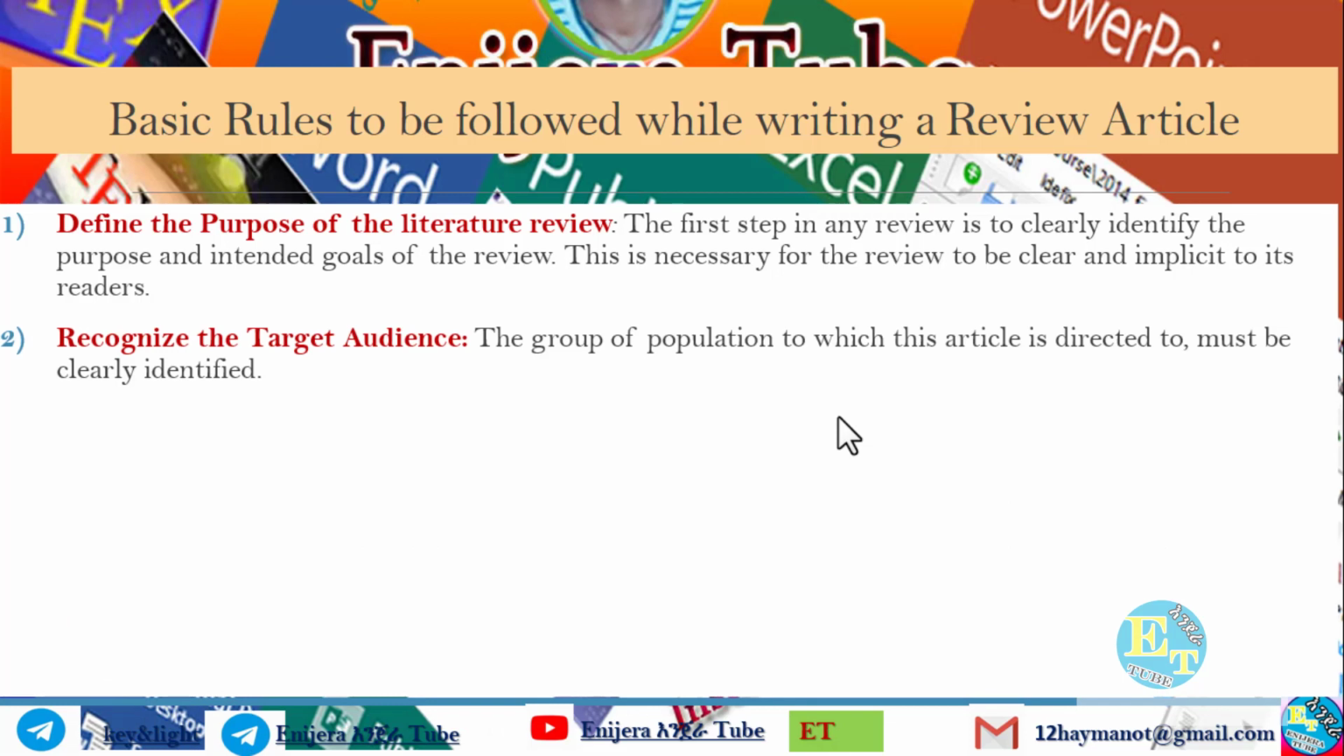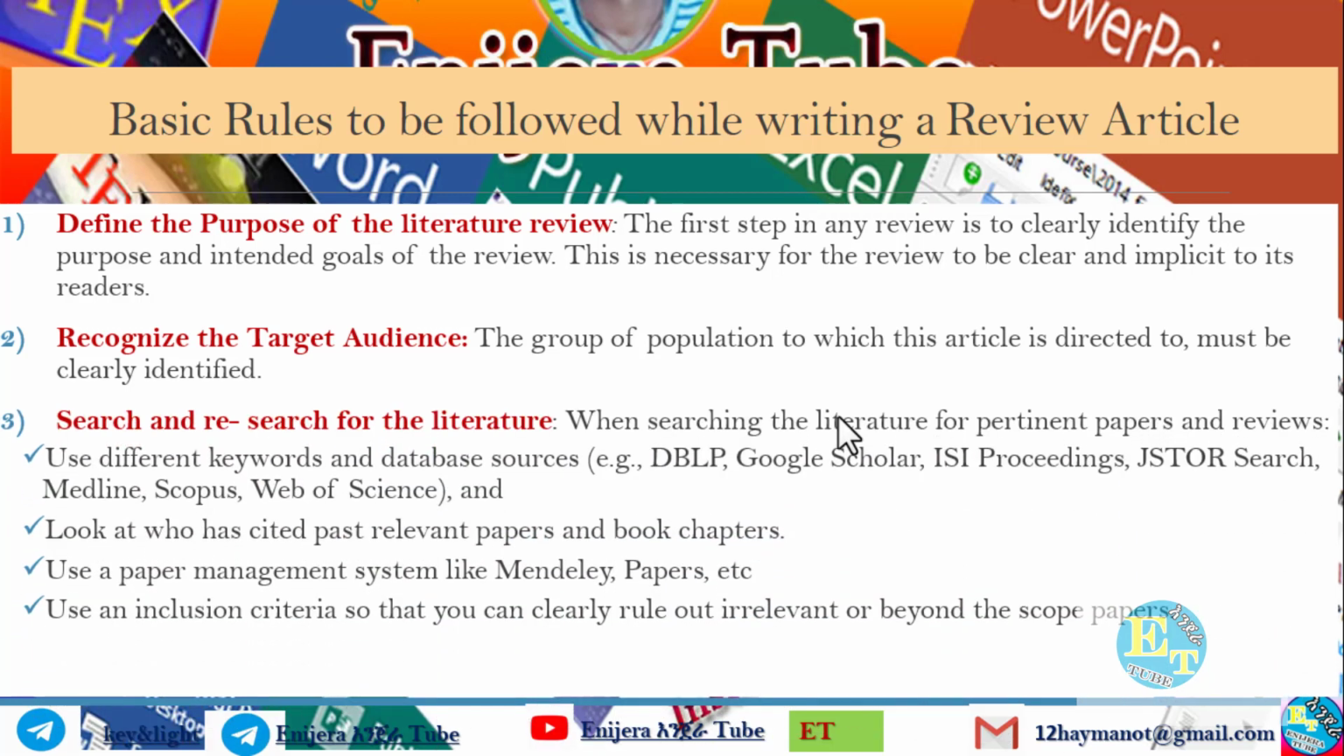The second is recognizing the target audience. Who is the audience? The group of population to which this article is directed must be clearly identified. The third one is search and research for the literature. When searching the literature for patent papers and reviews, use different keywords and database sources.